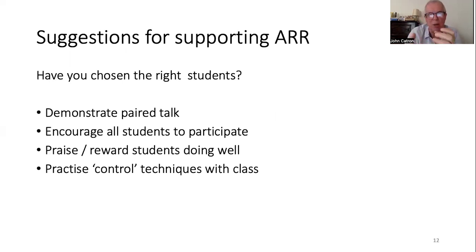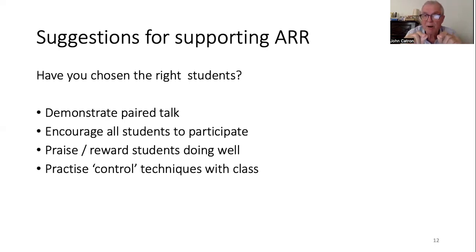It would be lovely to know, because we have these conversations with schools that are beginning ARR in English schools, and we say to them, do you think you've had the right students in the group? Did that work well? Was there a problem with the mix of students? Did you manage to demonstrate paired talk? Now, we're going to do a lot more on paired talk in the next session, session 3.